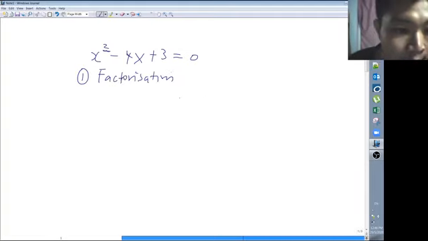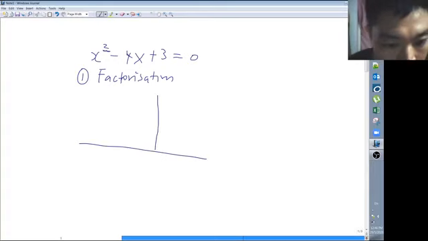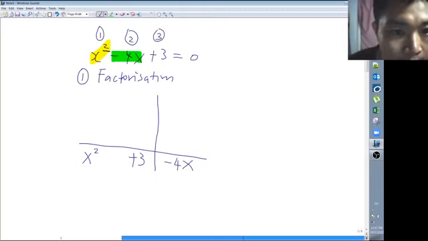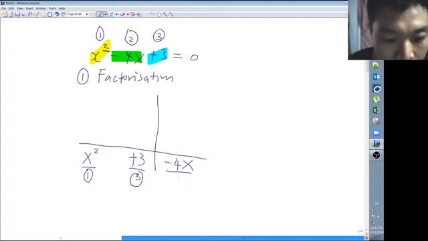Factorization. I hope you remember, but if you don't, it's okay. What we need to do is figure out which combination can give us our x squared term here. Take note, over here is your plus 3, and over here is your minus 4x. So this is your term 1, this is your term 2, and this is your term 3. Your job is to figure out how you get term 1, term 2, and term 3. The way you arrange them: here is your term 1, here's your term 3, here's your term 2.